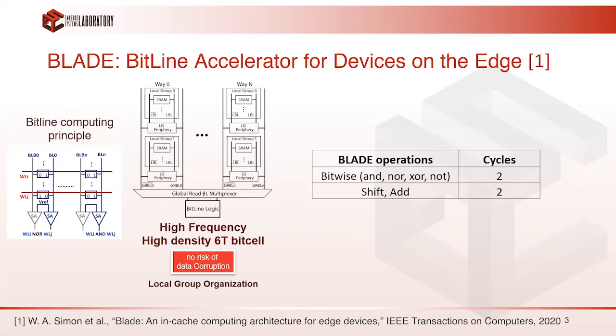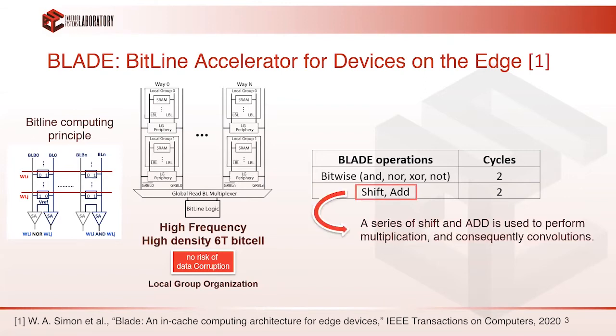At the bottom of the Blade subarray, a logic block is attached for each set of bit lines, which enables a variety of operations, all kinds of bitwise plus shift and additions, and they are executed in 2 cycles, one for the in-memory computing and the other to write the data back to the memory. The operations read and write are conventionally done in 1 cycle. Blade also performs multiplication and consequently convolutions by doing shifts and additions one after the other.